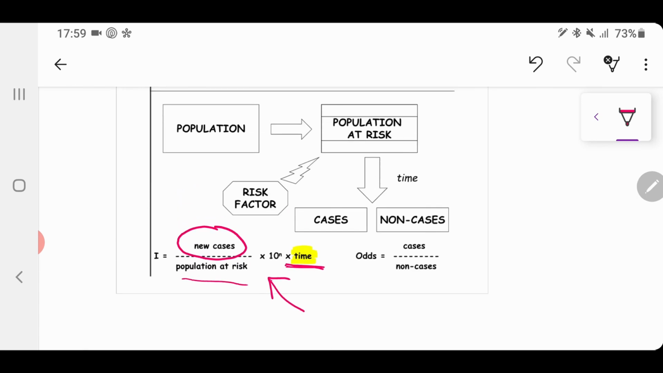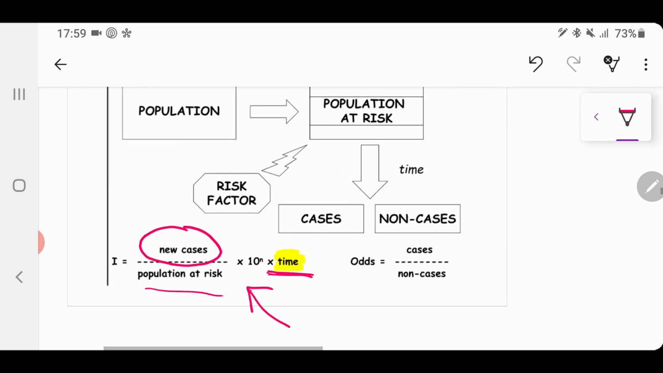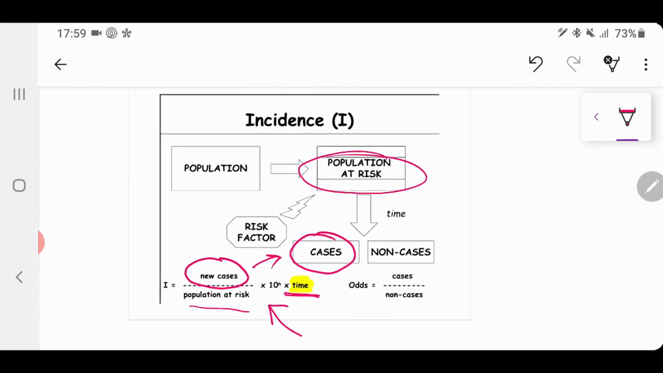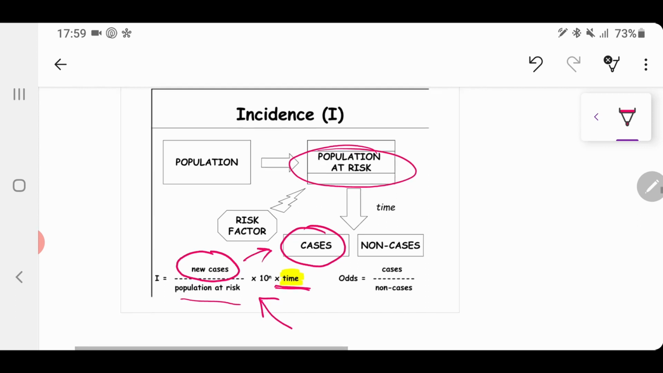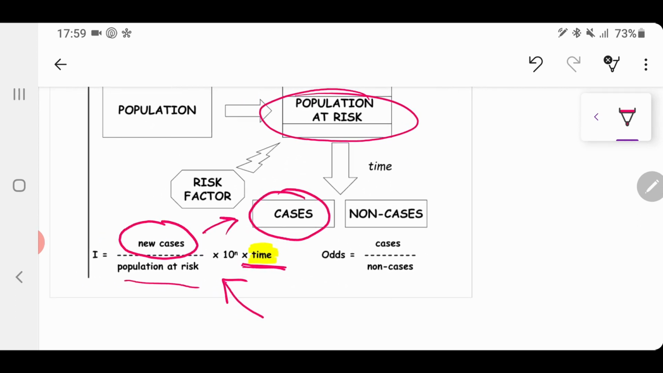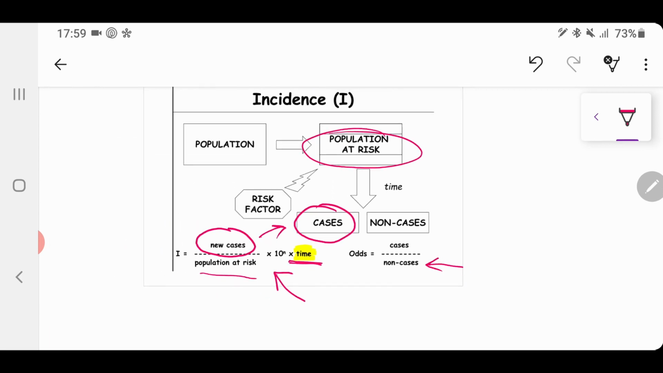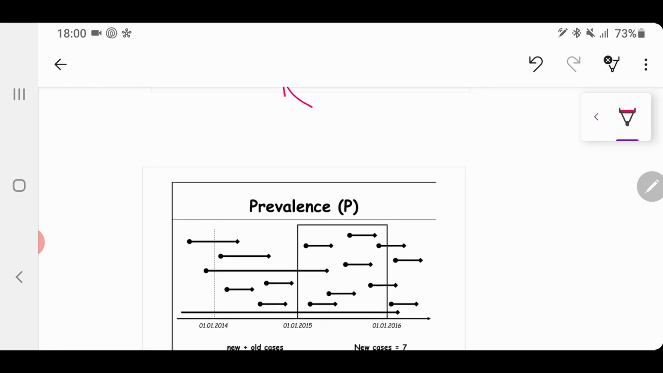So here we look at a population and we look at the risk factors affecting the population. This will cause cases, so we are looking at cases over the population at risk. Now with odds, here we do not have a time element. Here we just have cases over non-cases. So we don't have the population at risk, we have cases over non-cases. This will give us an odds ratio, and we'll see later on the importance of that.